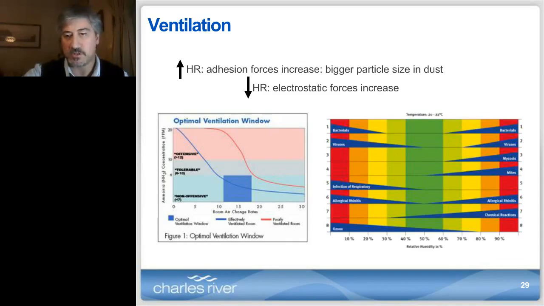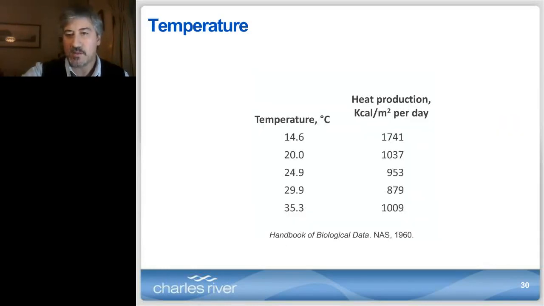If you see the graph on your right, this is 10% humidity. This is 90% humidity. These are different parameters such as bacterial growth, the spread of fungi, mites, and things like that. And we've got this comfort zone at around 50%. So anyway, that being said, let's talk a little bit about the temperature.